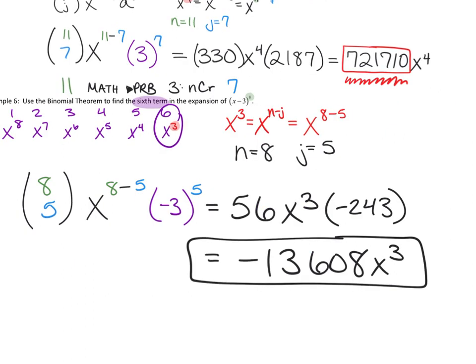So the 6th term, when we do 8 choose 5, we get 56. 8 minus 5 makes the power 3. And -3 to the 5th is -243, which means the 6th term, if I were to do all 8 terms of this expansion, would be -13,608 x to the 3rd. Things we don't want to do by hand. Luckily, we now have the binomial theorem to do quicker for us.